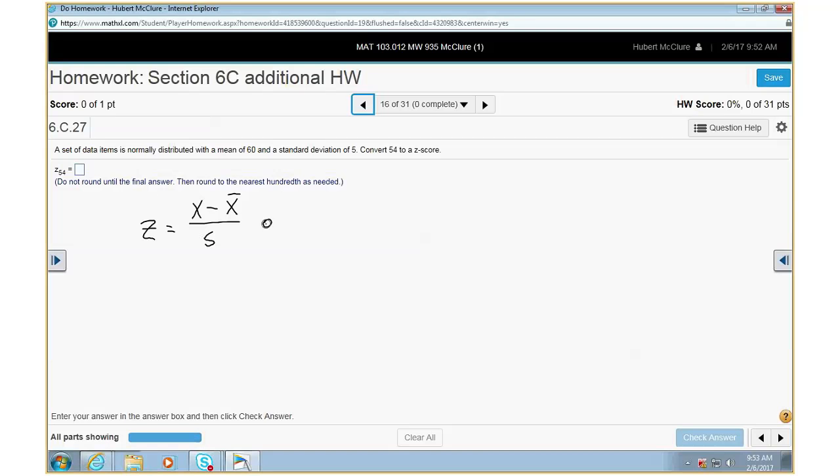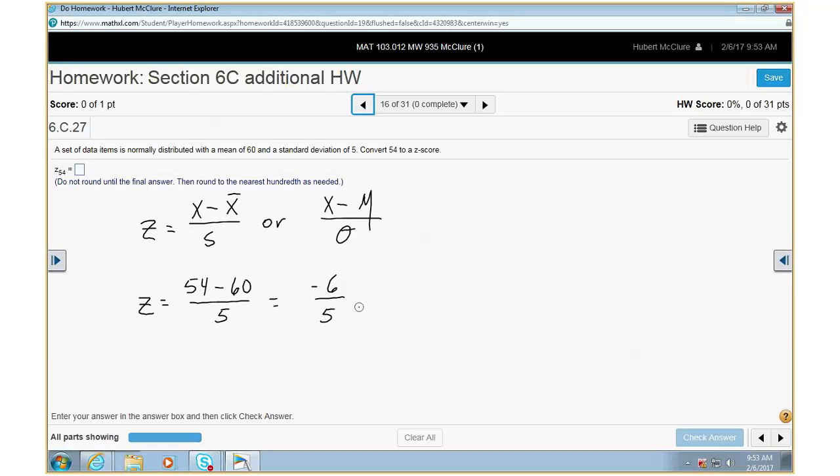Now I'm going to go ahead and put the population formula: x minus mu over standard deviation. Same formula, but this one is for sample, this one is for population. If they give you x bar, you know it's a sample. If they say the mean mu is equal to 60 and sigma is equal to 5, then you know it's a population. So z is equal to 54 minus 60 over 5, which is equal to negative 6 over 5.